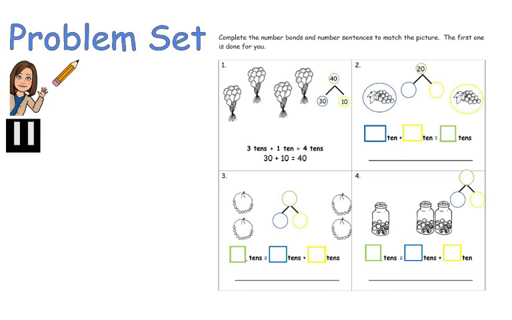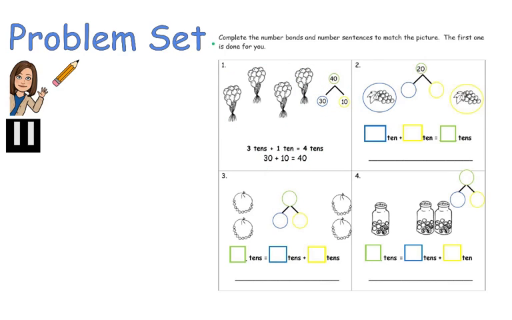Okay, so here's your problem set. The directions say, complete the number bonds and number sentences to match the picture. The first one is done for you, so number 1 is already done. So we're going to look at it. It says 3 tens and 1 ten equals 4 tens. 30 plus 10 equals 40. So they did a group of 3 and a group of 1, and they filled in their number bond.